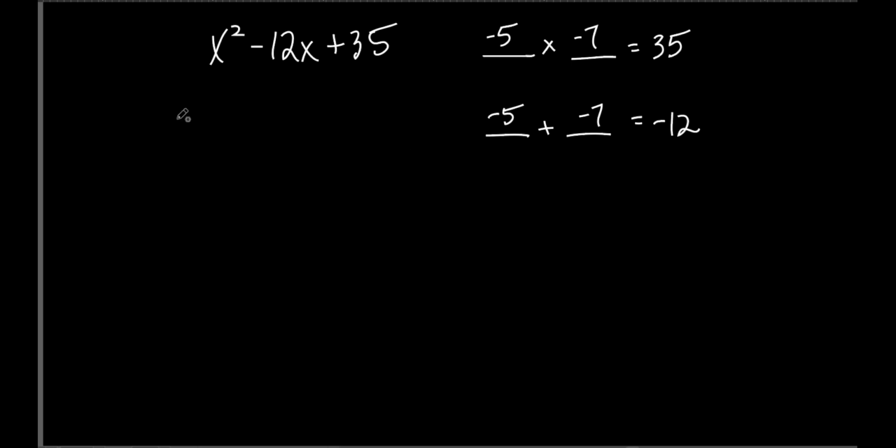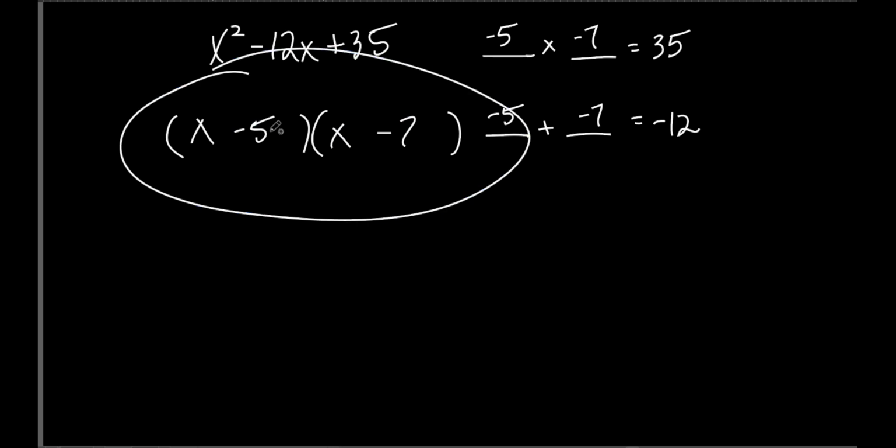Once you figure that out, writing the answer is super easy. You just put your two sets of parentheses. You've got your x, and then minus 5, minus 7. Minus 5, minus 7, and there you go. It is factored. If you wanted to check it, you could always use the FOIL method, see if it comes back to what you started with. It will, if you did it right. There you go. No biggie. Everybody good?